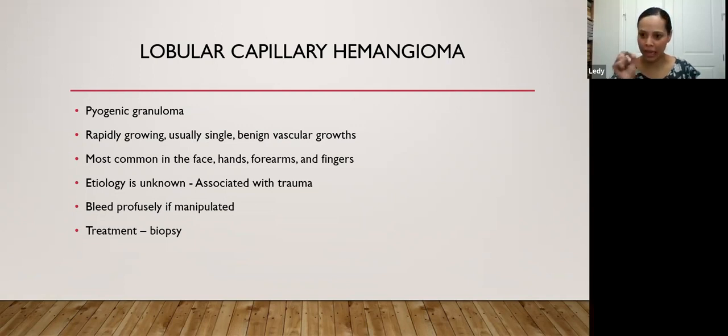They start off like a tiny little dot, and it looks like a little blood growth, just going. And the only way to get rid of it is by cutting it. So you have to biopsy it. And that's usually what I tell my parents.